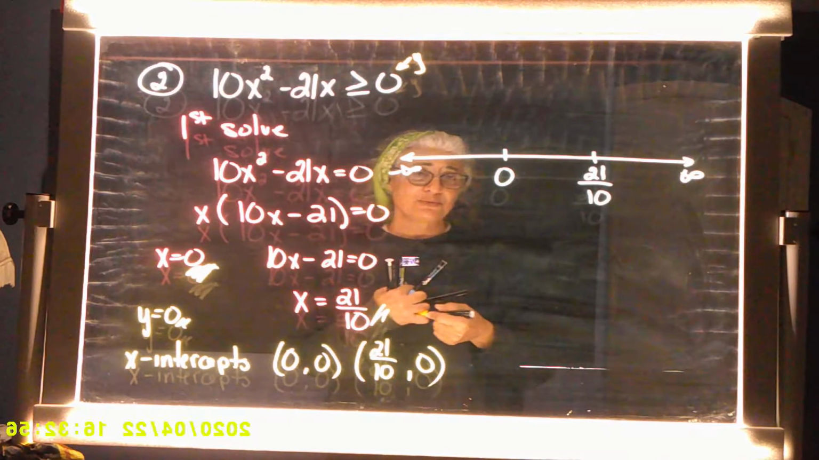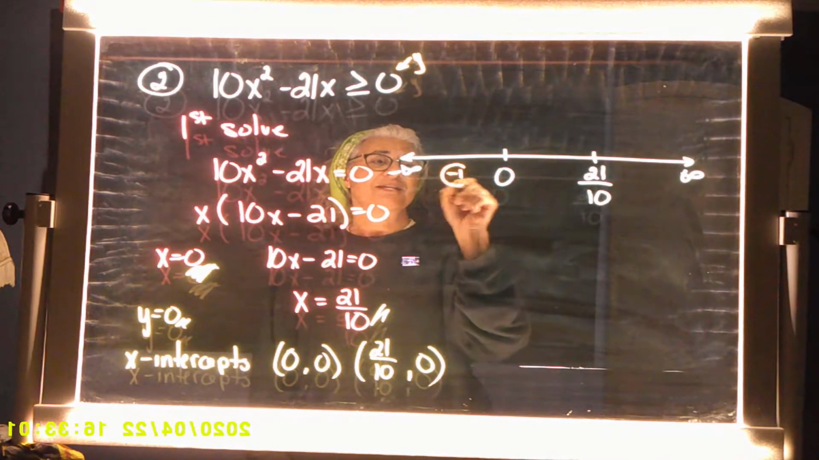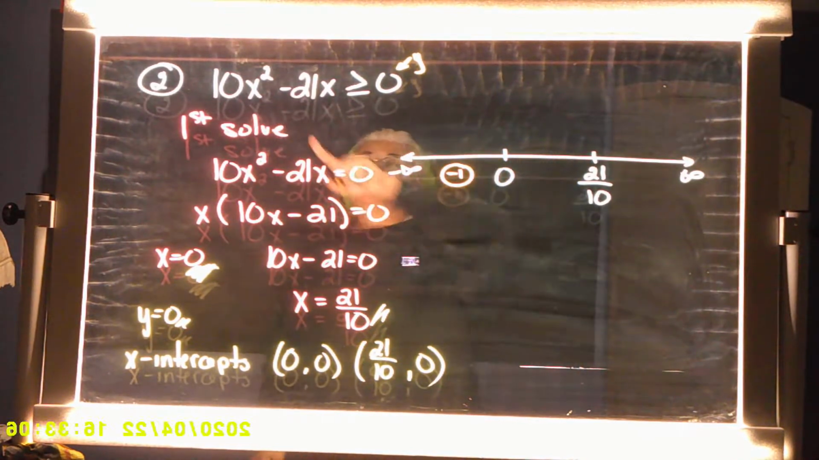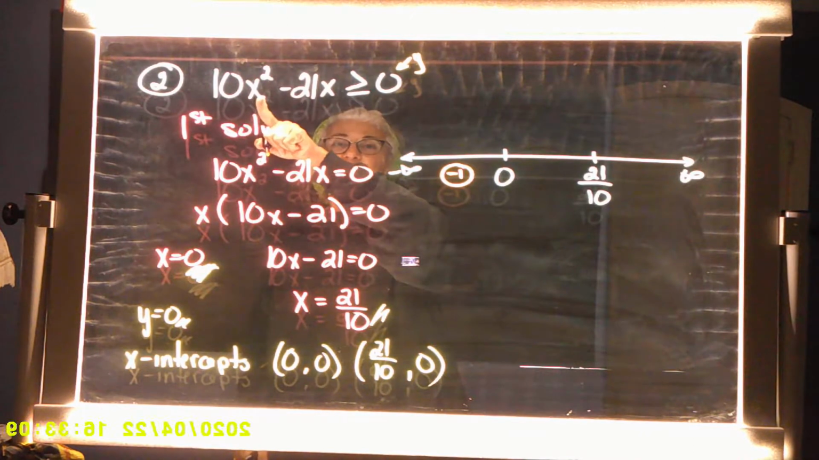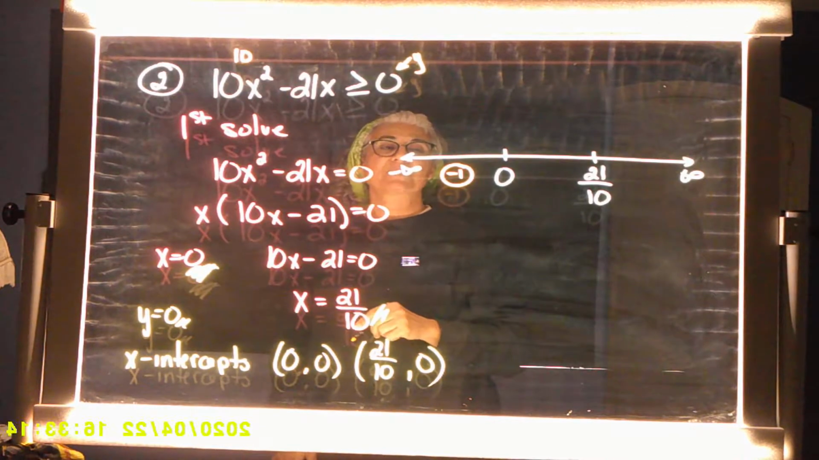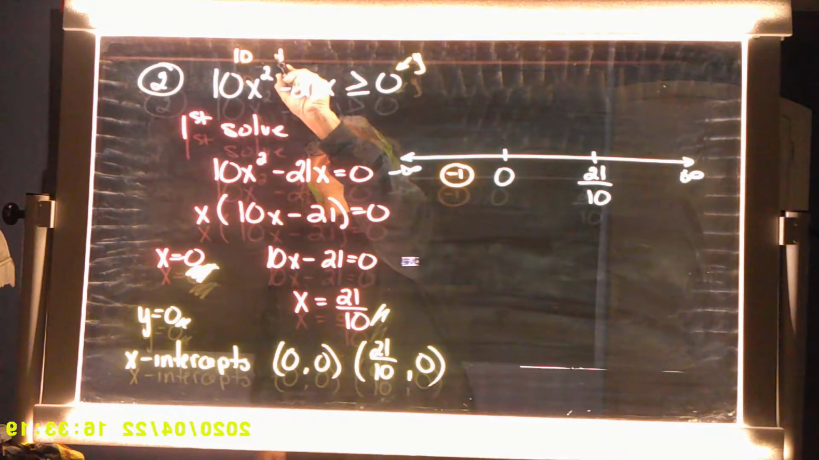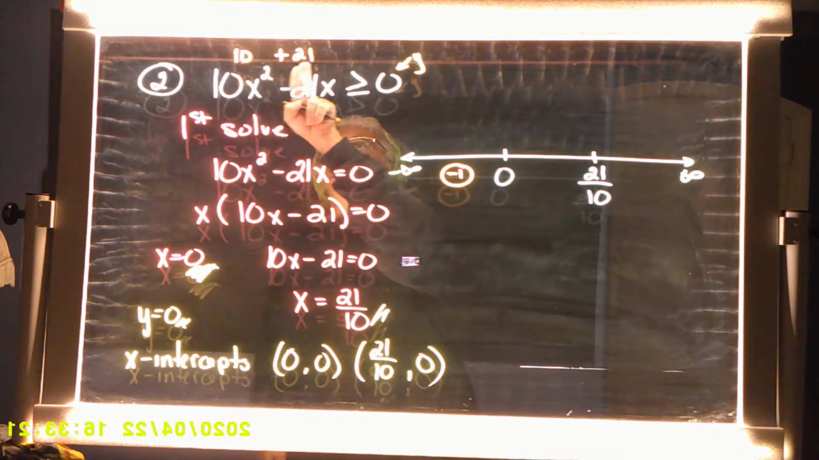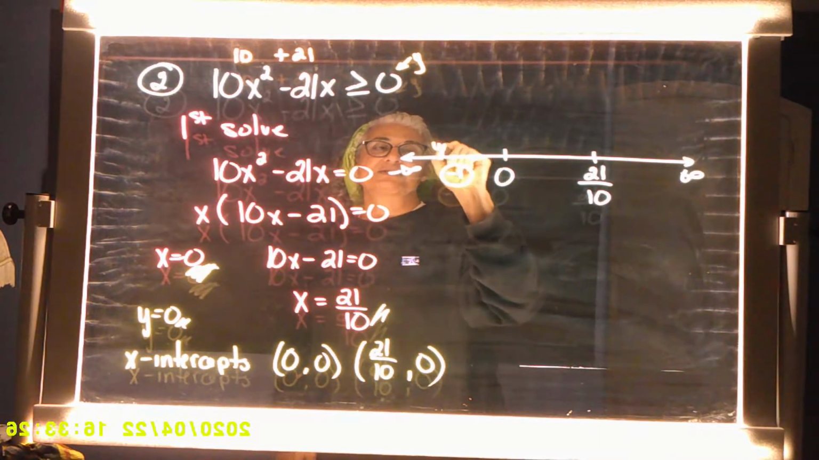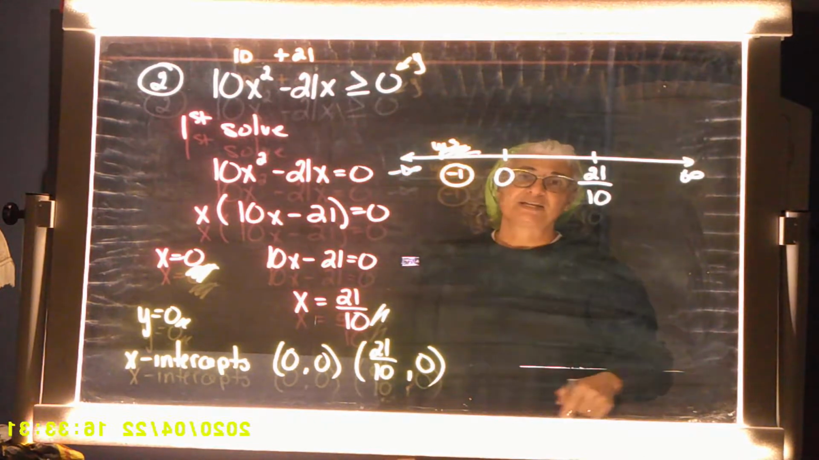So, just like the last one, I'm going to choose some numbers. So in this first interval, I'm going to choose -1, and I'm going to plug it into this original problem. What's -1 squared? Good, positive 1. Times 10? Good, positive 10. What's this -21 times this -1? Good, it's a positive 21. If I add these two numbers, will they be greater than or equal to 0? The answer is yes. Okay, so this first interval, we're good with. That's one of my answers.